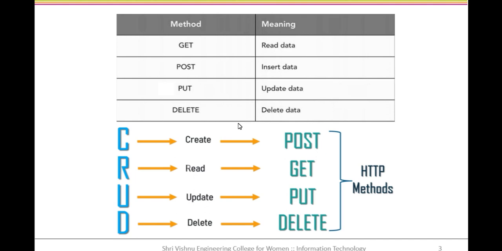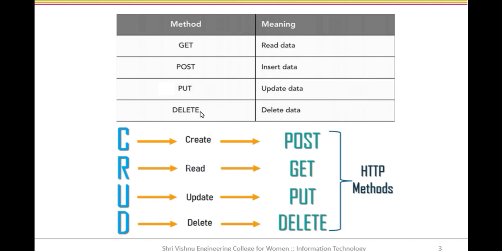REST uses different HTTP methods to perform its job and uses HTTP response codes to inform the clients about the success or failure of a particular request. The GET, POST, PUT and DELETE requests are the most frequently used request methods in the REST API. GET is used for reading data from the server, POST for inserting data into the server, PUT for updating data on the server, and DELETE for deleting data from the server.